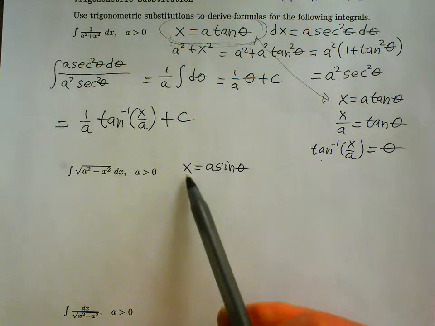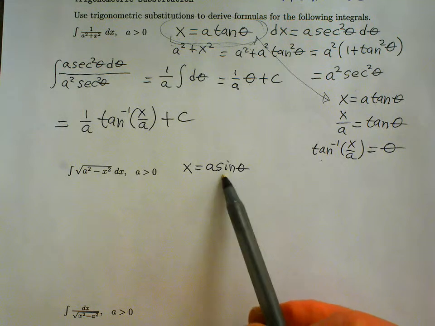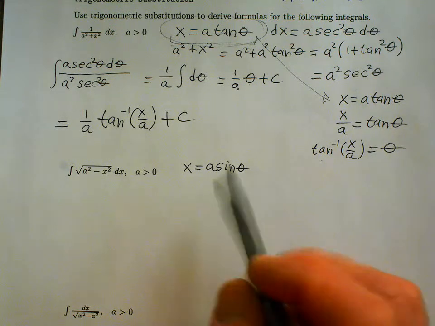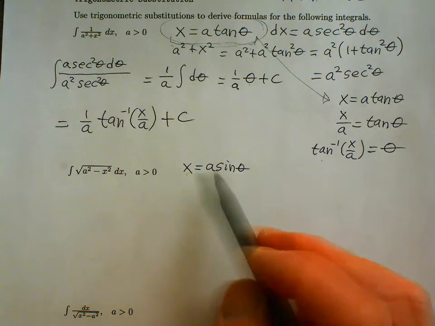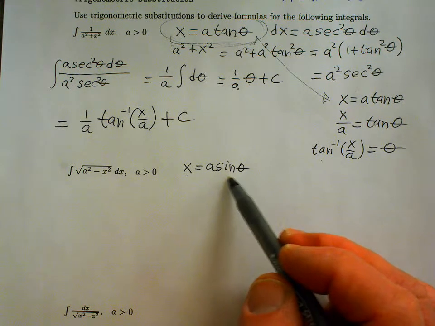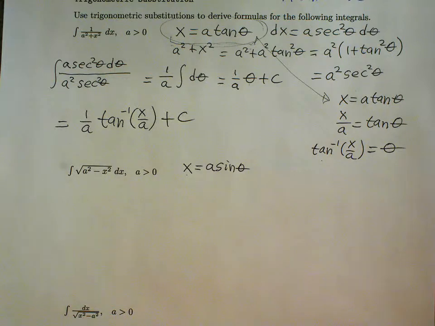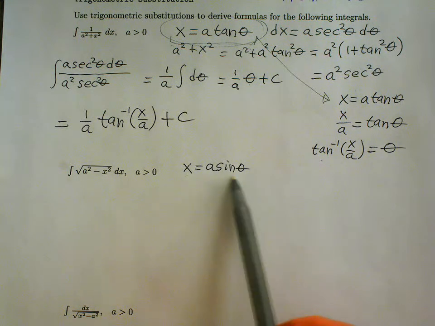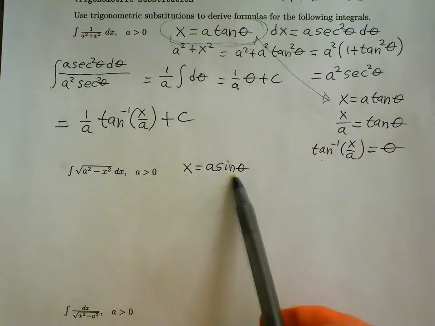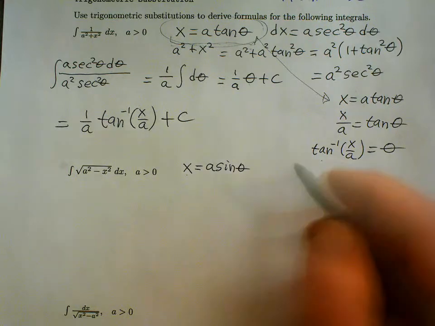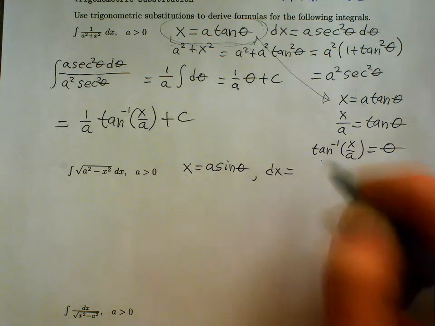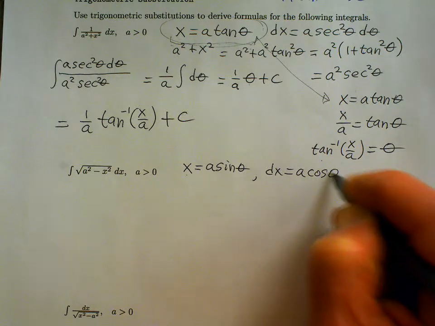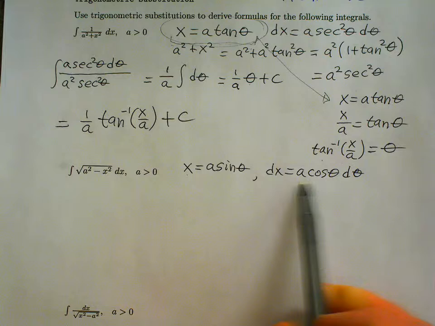It would be possible to use x equals a times cosine of theta, but I suspect one reason that is not chosen most of the time is because it introduces a negative sign in the eventual process. And so avoiding negative signs is probably why x equals a times sine of theta is picked. Because dx is just a times cosine of theta d theta, no negative sign.